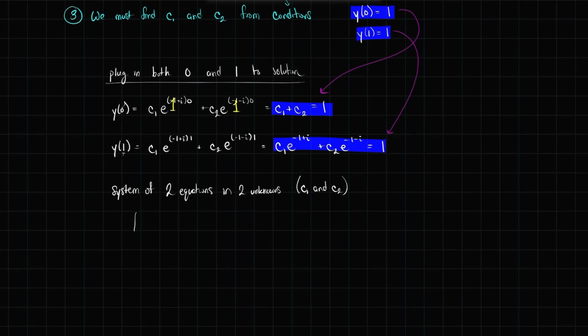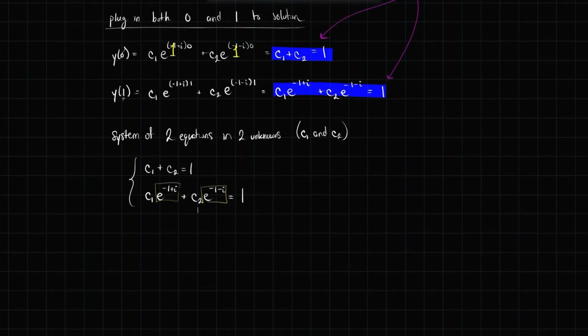So maybe I'll go ahead and write it like a system. The system: C1 plus C2 equals 1, and C1 e to the negative 1 plus i plus C2 e to the negative 1 minus i equals 1. Now, these are ugly, but they do just have to come along for the ride. They are numbers, right? There's Euler's number to a complex number. It's a perfectly well-defined number. So we just have to get comfortable playing substitution method games, even with ugly coefficients.